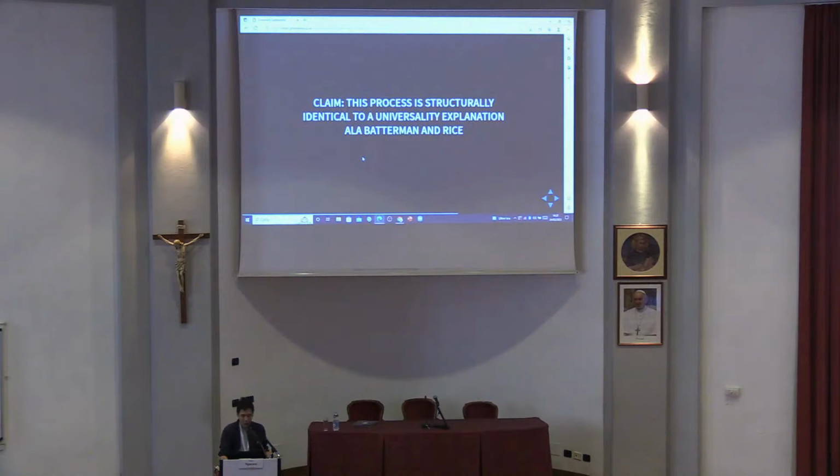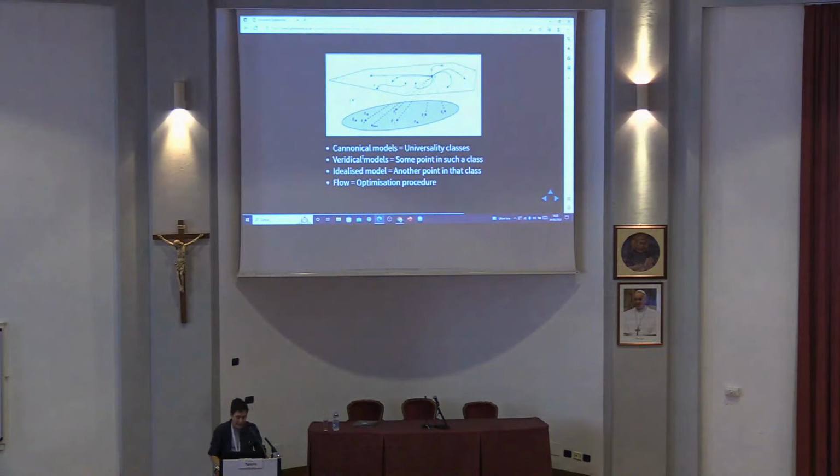What we claim then, or what we want to claim, is that this way of accounting for idealization within the context of an account of explanation that requires accuracy is structurally identical to what Batterman and Rice call a universality explanation, to the example that I gave above of the Lattice Gas Automata. And what we want to identify in trying to make this claim is something like the following.